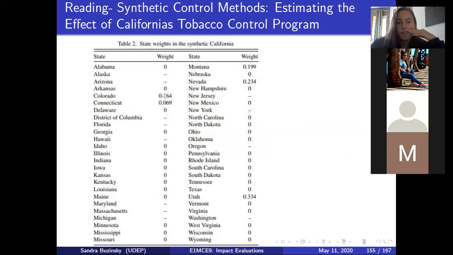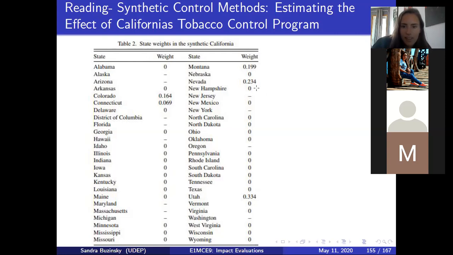And then we have weights given to the ones that are included that are greater than 0. So Colorado is given a weight of 0.164, Connecticut only less than 1%, or no, 6%, so 0.069. And then Montana 0.199, so about 20%. Nevada 23.4%, Utah 33.4%. So all of those need to add up to 1.